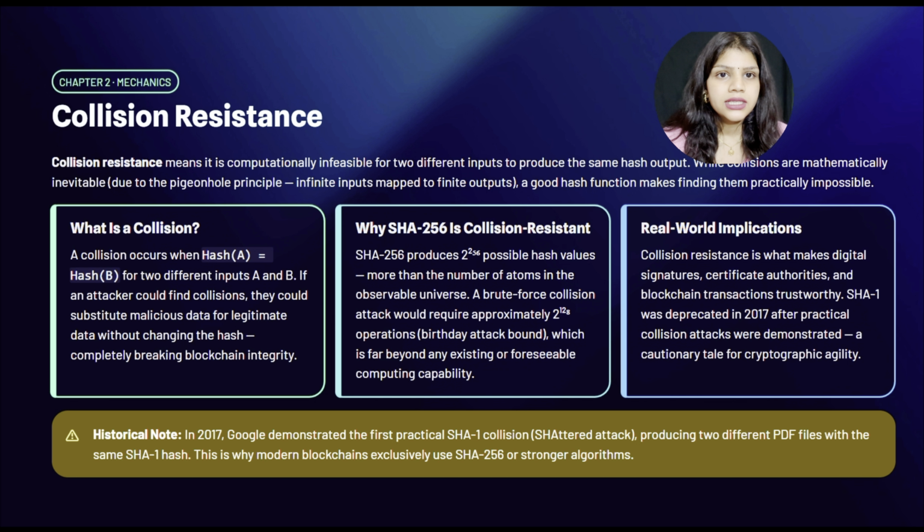Suppose a brute force attack can be successful up to 2 power 128. This is 2 power 256, so it is impossible and far beyond foreseeable capacity; no one has the capacity to do a brute force attack on 2 power 256. Okay, real world implications: collision resistance is what makes digital signatures, certificate authorities and blockchains possible.